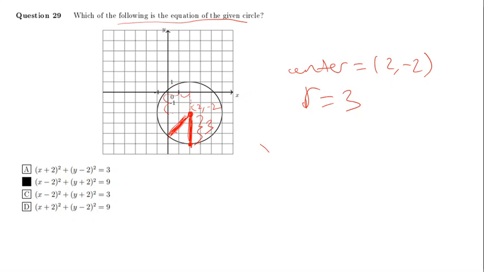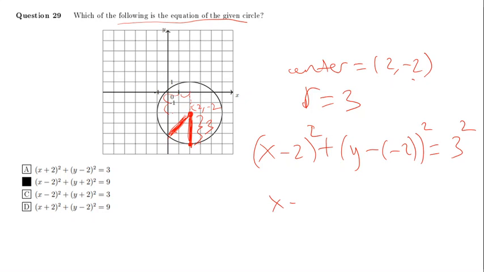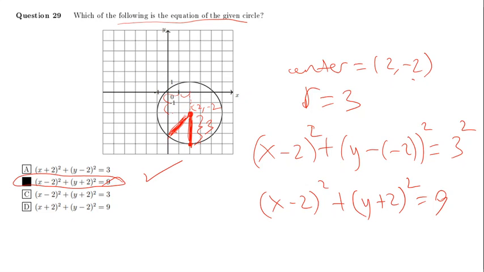Now, how can you write the equation? (x minus h) squared plus (y minus k) squared, where k is minus 2, is equal to 3 squared. And this will give you (x minus 2) squared plus (y plus 2) squared equals 9. And this will give you b.